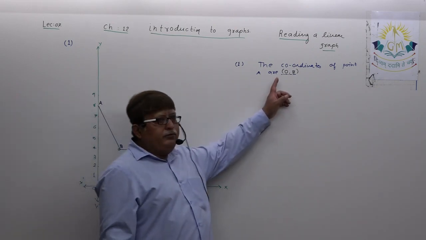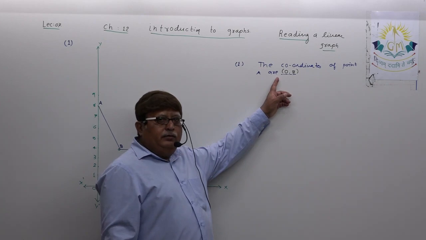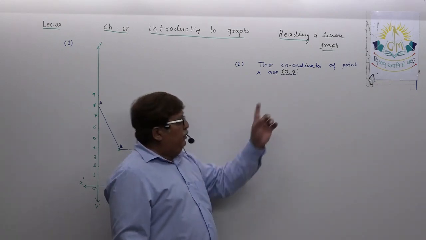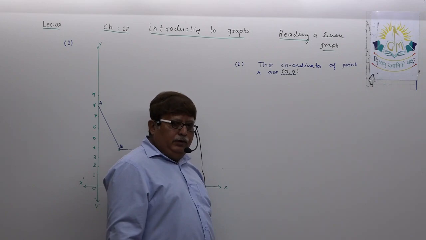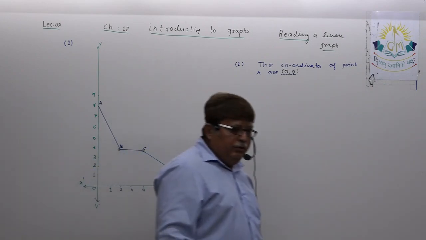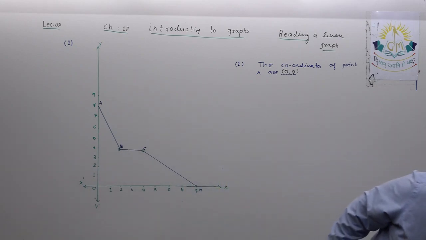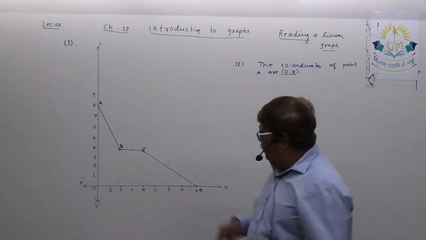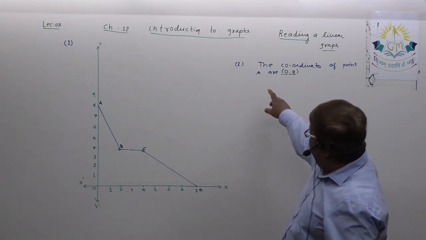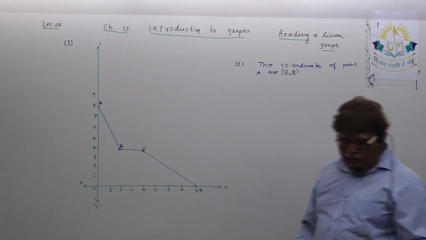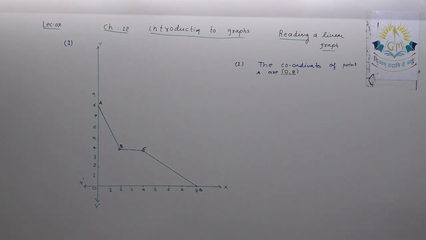And never make any mistake when you write the coordinates, dear student. First coordinate will always be the x coordinate. Second coordinate will always be the y coordinate. Be sure about this. Understand? You have to be very sure regarding this. This point lies on the y axis, so its coordinates will be 0, 8.